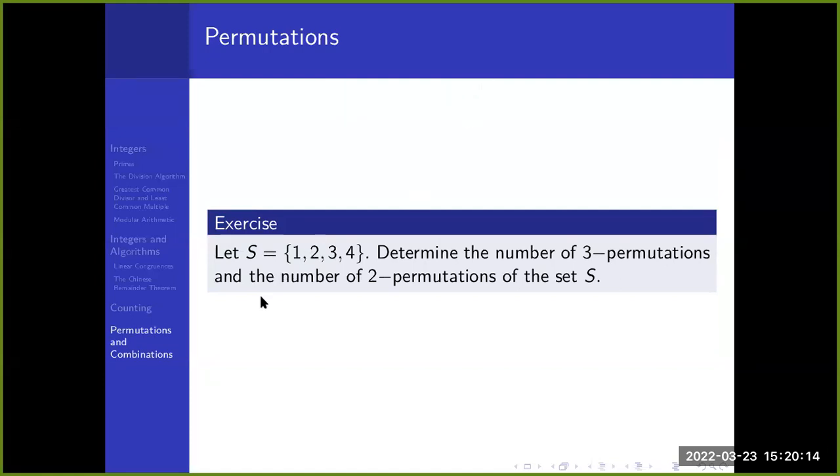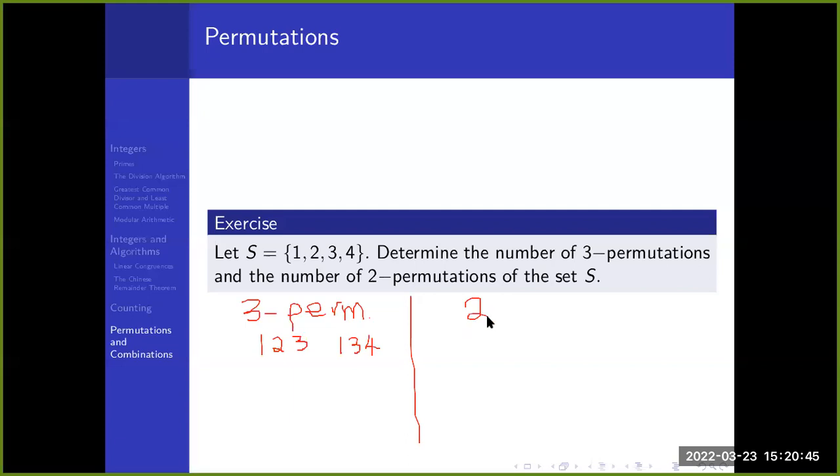So if you are looking for the 3 permutations, I'll just stop there as a shorthand. So the 3 permutations will be subsets, but ordered, like 1, 2, 3. That's an example of a 3 permutation of this set. You have 1, 3, 4, and so on. So you need to be able to list all these. That gives you the 3 permutations.